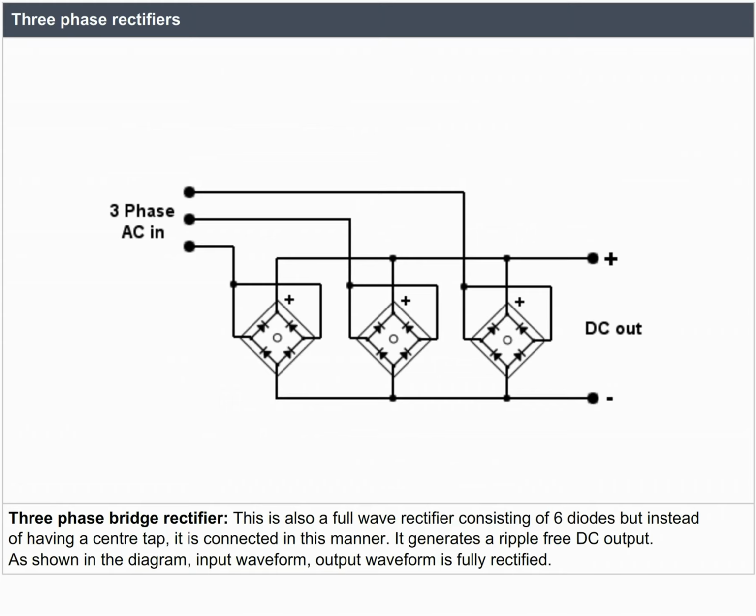Three-phase bridge rectifier. This is also a full-wave rectifier consisting of 6 diodes, but instead of having a center tap, it is connected in this manner. It generates a ripple-free DC output. As shown in the diagram, input waveform and output waveform are fully rectified.